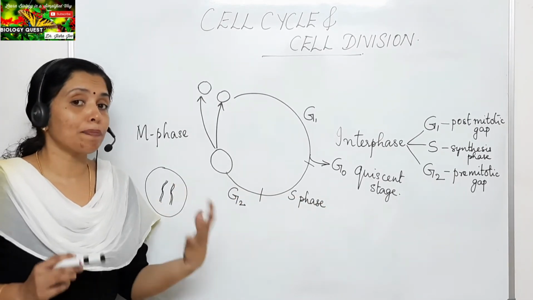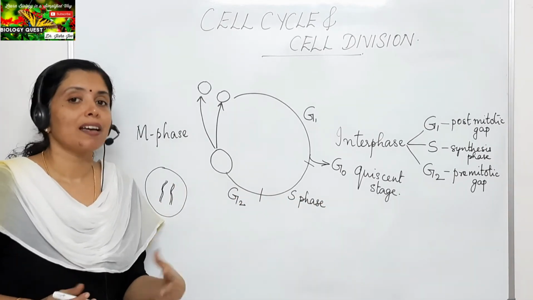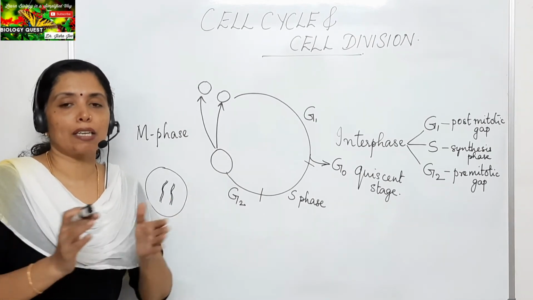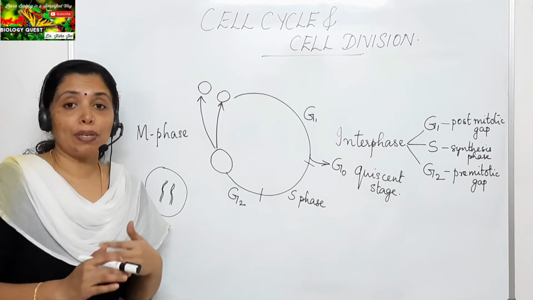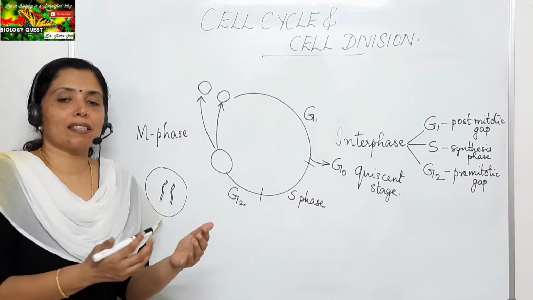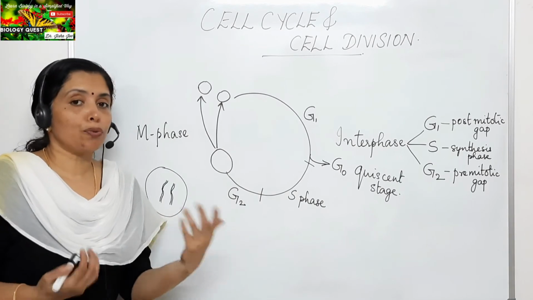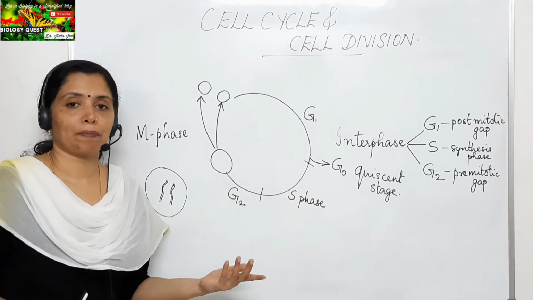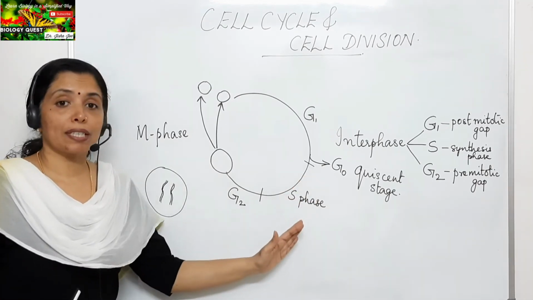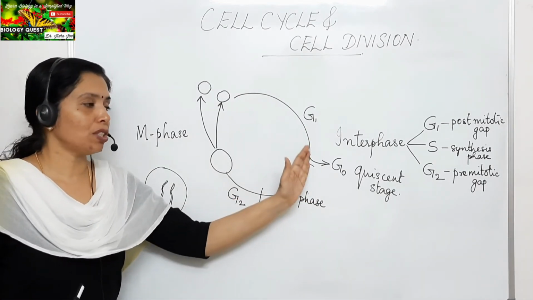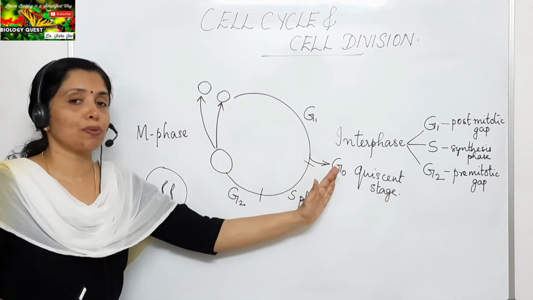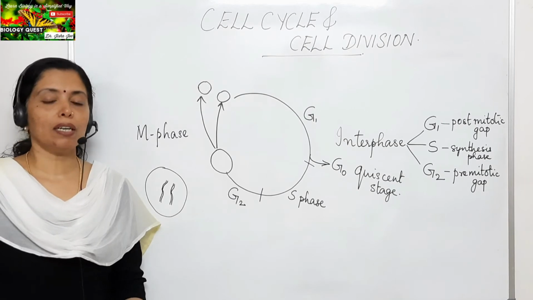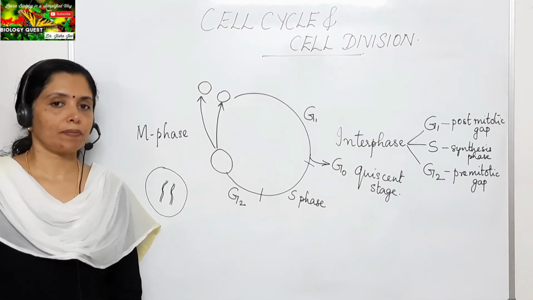And why is the duplication of DNA taking place there? Because during cell division, the chromosomes or the DNA has to be equally distributed to the newly formed daughter cells. So if it is not dividing further, there is no need for the replication or the duplication of the DNA. So it need not enter into the S phase, but at the end of the G1 phase, it will enter into another phase which is called the G0 phase or the quiescent stage.